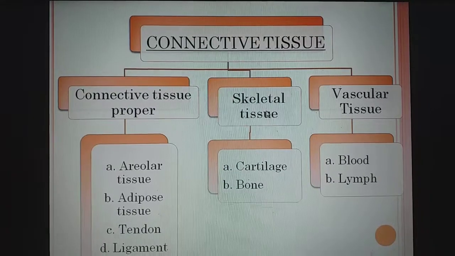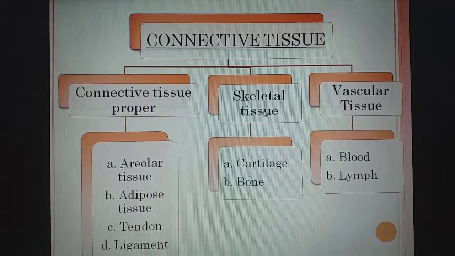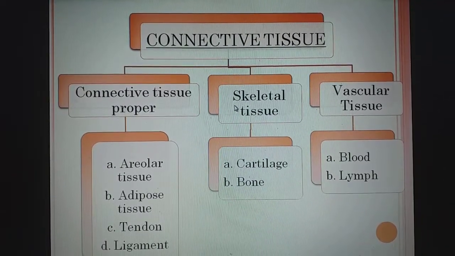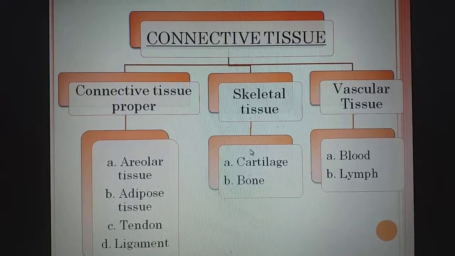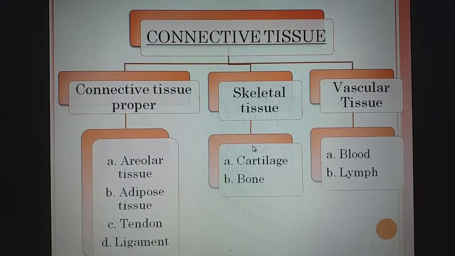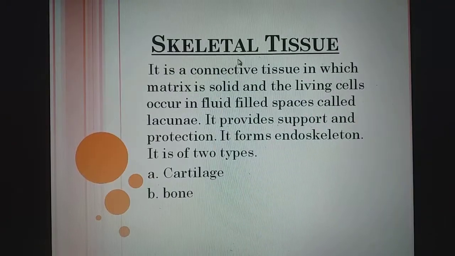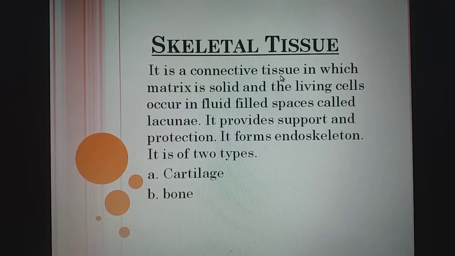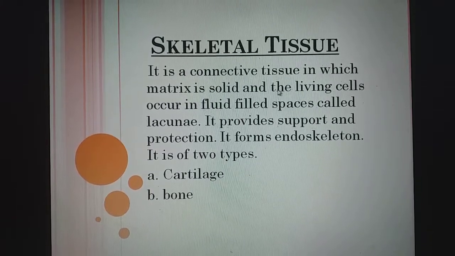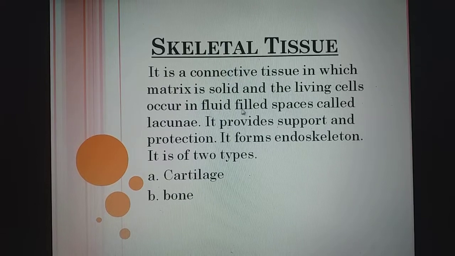Now today we have to study the skeletal tissue. Examples of skeletal tissue are cartilage and bone. Today we have to study this. Skeletal tissue is a connective tissue in which the matrix is solid and living cells occur in fluid filled spaces called the lacunae.